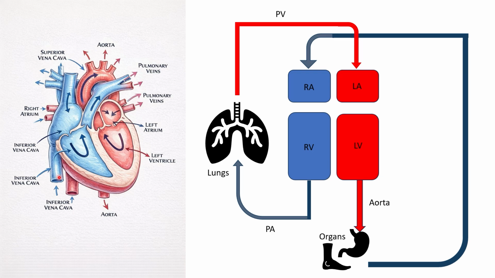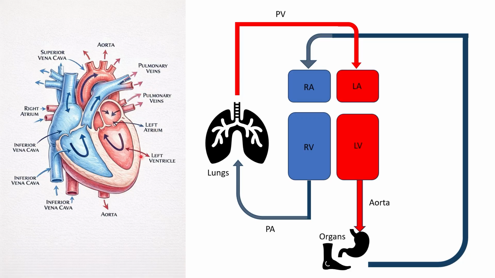Blood flows from the right atrium across the tricuspid valve into the right ventricle, then through the pulmonic valve into the pulmonary artery. After pulmonary circulation, oxygenated blood returns via the pulmonary veins to the left atrium, crosses the mitral valve into the left ventricle, and is ejected through the aortic valve into the aorta.